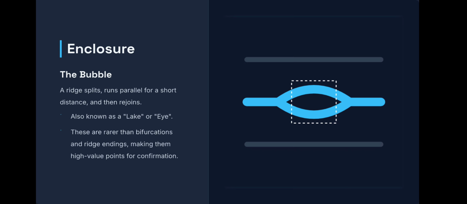Next, we have enclosures. So this one on the right-hand side is sometimes called a lake or an eye. If you follow the line, the ridge splits into 2, runs parallel, and then a short distance away, it fuses back together. It creates a little empty bubble in the middle of the line. And these are kind of rare, so if you find bifurcations or simple endings, and you also find this enclosure on a suspect's print, it's a very strong point of identification, just because it is rare to find.